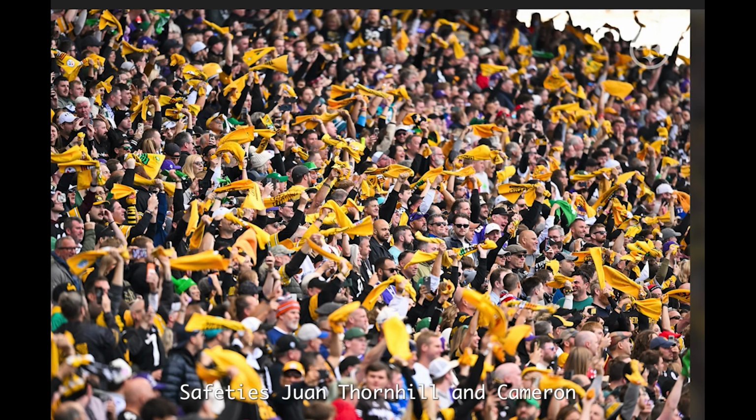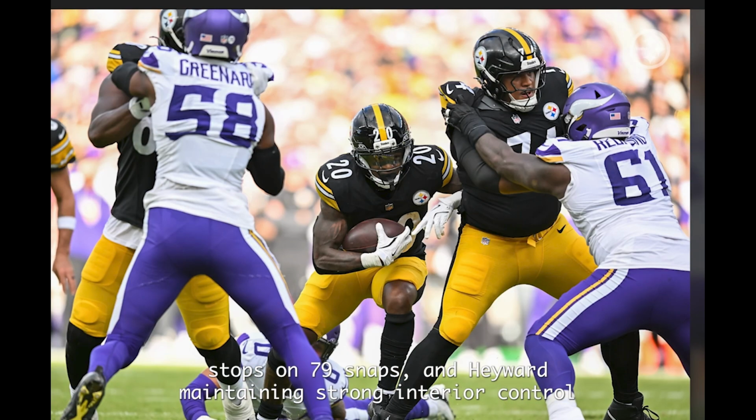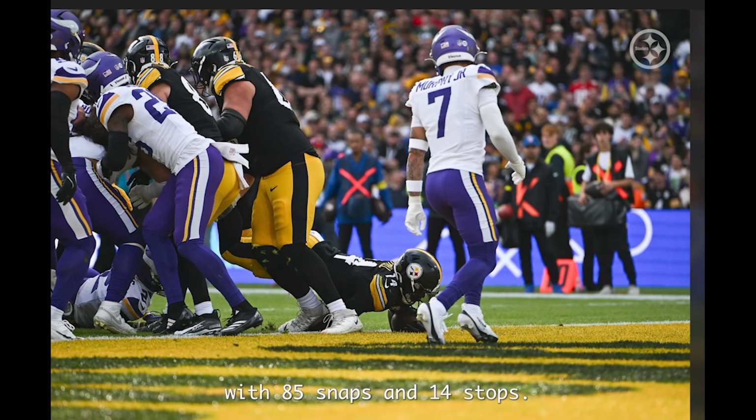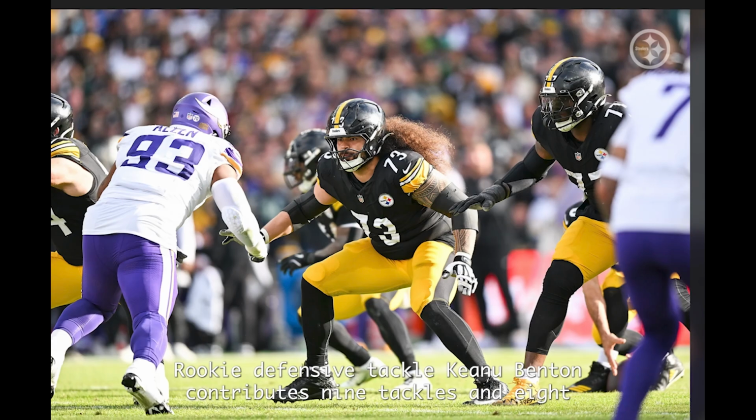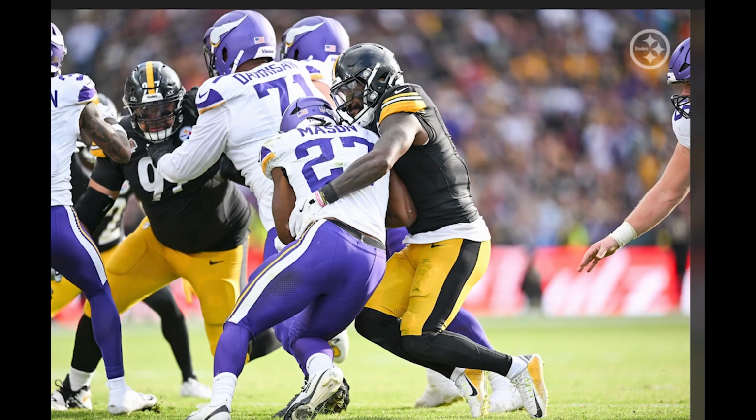Safeties. Juan Thornhill and Cameron Hayward each play critical roles as well. Thornhill with 30 tackles and 9 stops on 79 snaps, and Hayward maintaining strong interior control with 85 snaps and 14 stops. Rookie defensive tackle Keanu Benton contributes 9 tackles and 8 stops over 92 snaps, using leverage and gap discipline to limit yards after contact.